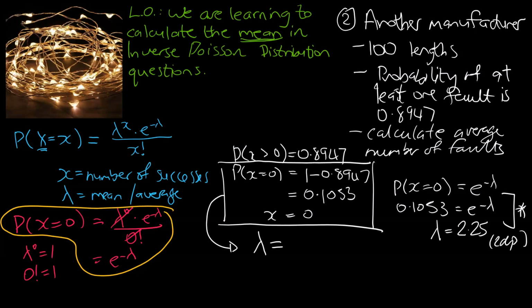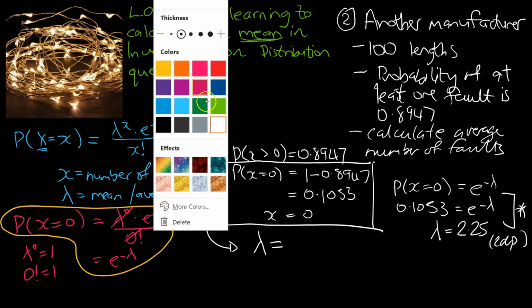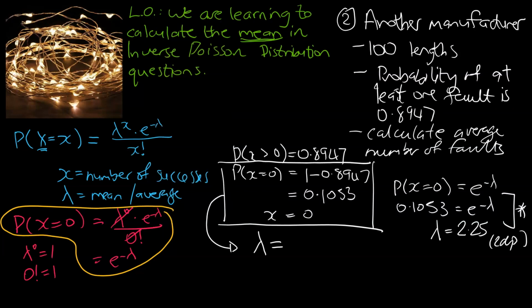And then just thinking about the two numbers, and I'm just comparing the answers that I got. So use the grey pen. So the first manufacturer had 1.9 faults per 100 meters, and that was compared with 2.25 faults per 100 meters. So that probably means that first manufacturer is doing a better job than the second one, because the average number of faults is a lot lower.